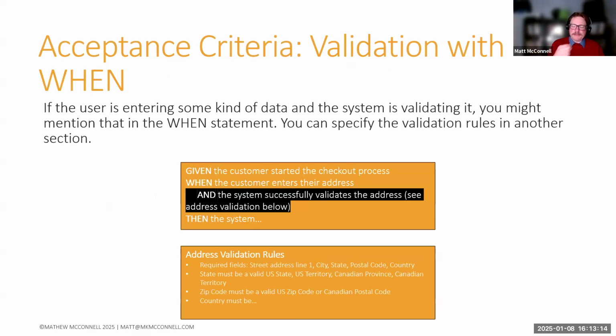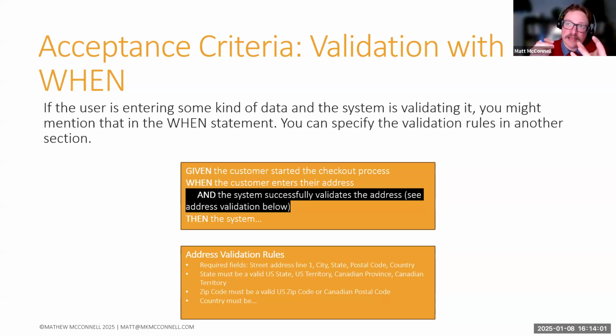And then the last main piece is the when statement. So if the user is entering some kind of data and the system is validating it, you might mention that in your when statement. But this is the outcome of what's happening here. You can specify validation rules in other sections and really get into business rules outside of the given, when, then, and just reference it, rather than listing a long list of, well, here are all the fields that we need to include in the output from this little user story, from this work item. So in this example here, I have that the customer started the checkout process. Given the customer started the checkout process, when the customer enters their address and the system successfully validates the address, see validation below, then the system will do whatever it needs to do.